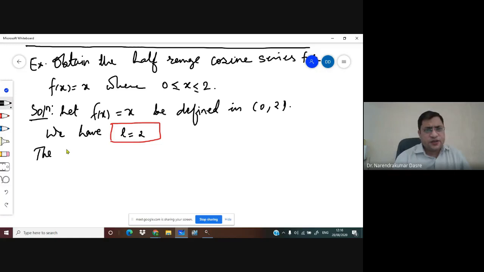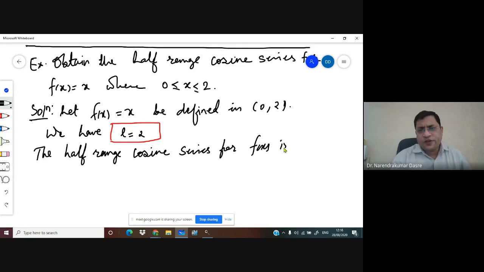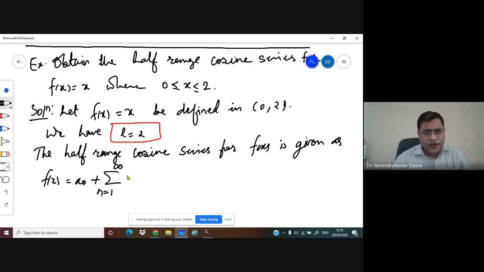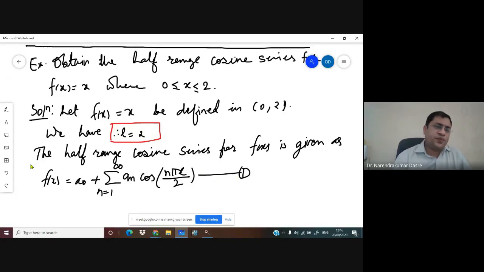And hence we write the half range cosine series for f of x is given as f of x is equal to a0 plus summation n running from 1 to infinity an cos of n pi x by L. So always we have to write n pi x by L for the interval 0 to L. Here we have identified L is equal to 2. So we write this, and then this is going to be equation 1.